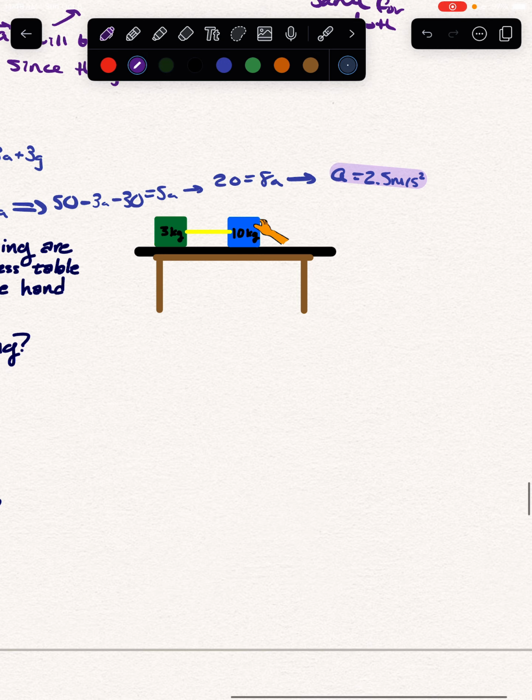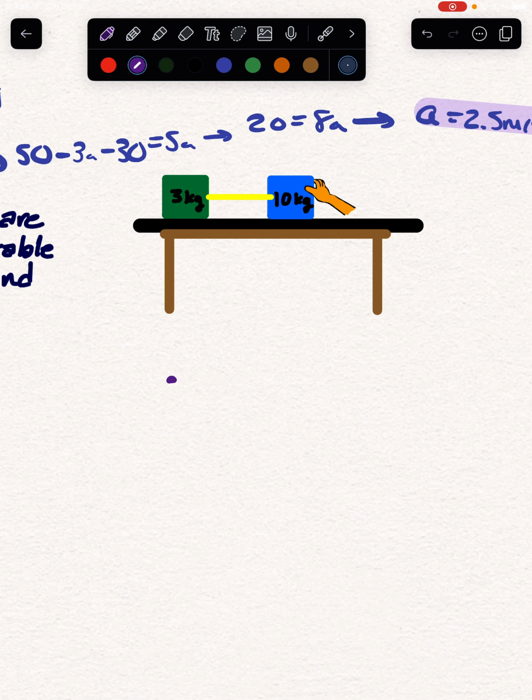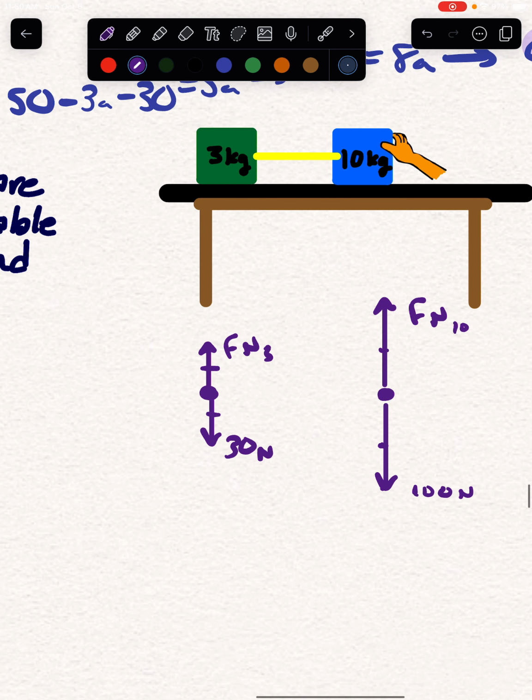Okay, so just like before, we're going to set up a free body diagram for both. I'm going to say there is a normal force up for the 3 kilogram block, and there's 30 newtons of gravity because mass times g. That might not really matter because I might not even need that number, but I'll just write it anyway. And then over here, I'm going to draw it a little bigger because it's a heavier block. So there's a normal force up for that 10 kilogram block, and there should be 100 newtons of gravity for that one.